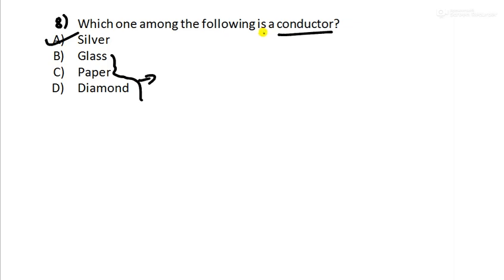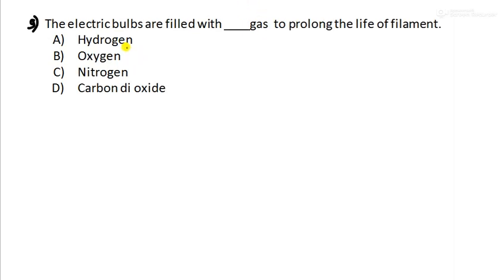Okay, moving to the next question. So this is our question number 9. The electrical bulbs are filled with dash gas to prolong the life of filament. Which gas is filled in electrical bulb? Hydrogen, oxygen, nitrogen, carbon dioxide. So it is option number C, nitrogen.